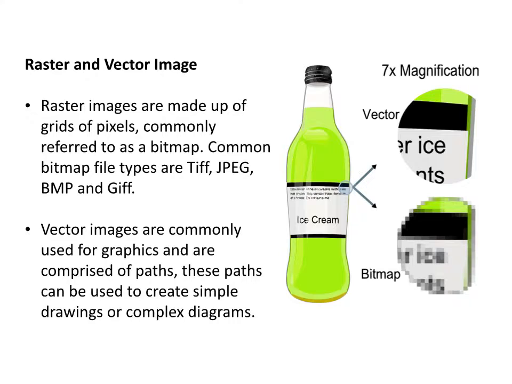There are two different types of digital image, raster and vector images. Raster images are made up of grids of pixels, commonly referred to as bitmaps. Common bitmap file types are TIFFs, JPEGs, BMP and GIFs.